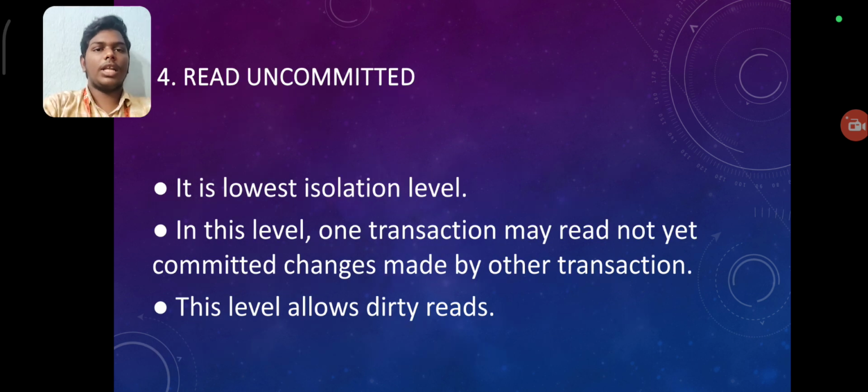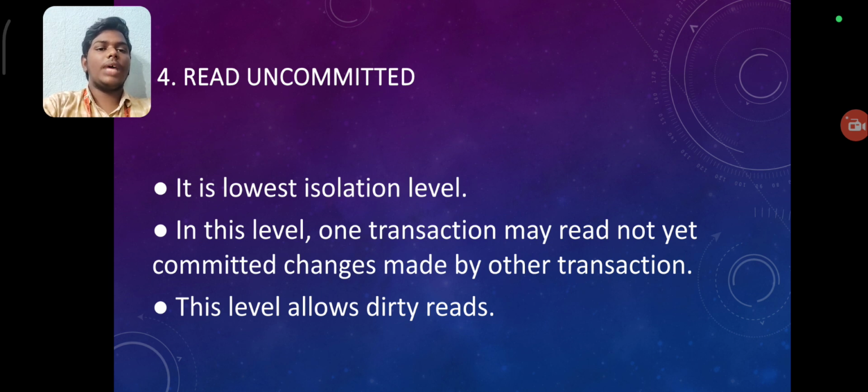So the last level is read uncommitted. It is the lowest isolation level. In this level, one transaction may read not yet committed changes made by another transaction. This level allows dirty reads.